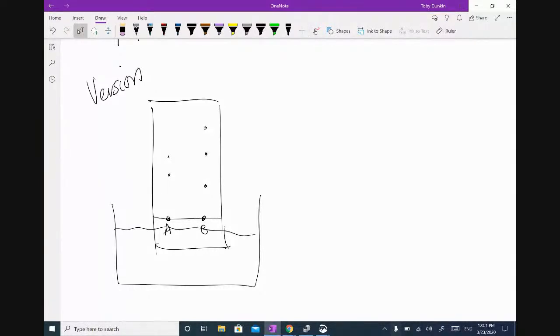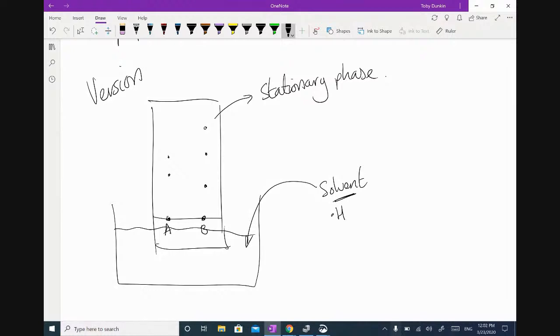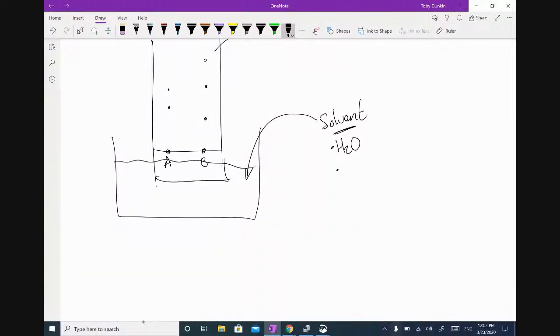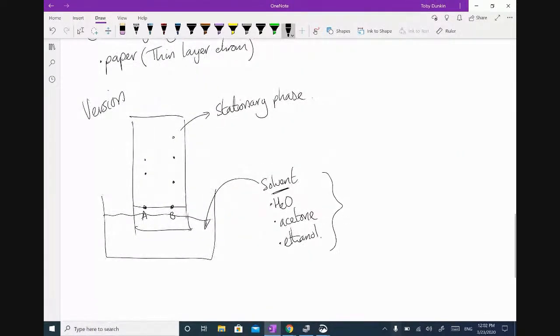What you don't get in reality from the GCSE is a bit more of the detail on the process. The piece of paper is actually called the stationary phase. The solvent is usually H2O, but it does depend. If you're using something that's non-polar, then you're going to want to use something like acetone, that's always a good one, or propanone. You might even want to use ethanol. These are all common solvents. These are my different solvents. Now these are called the mobile phase.